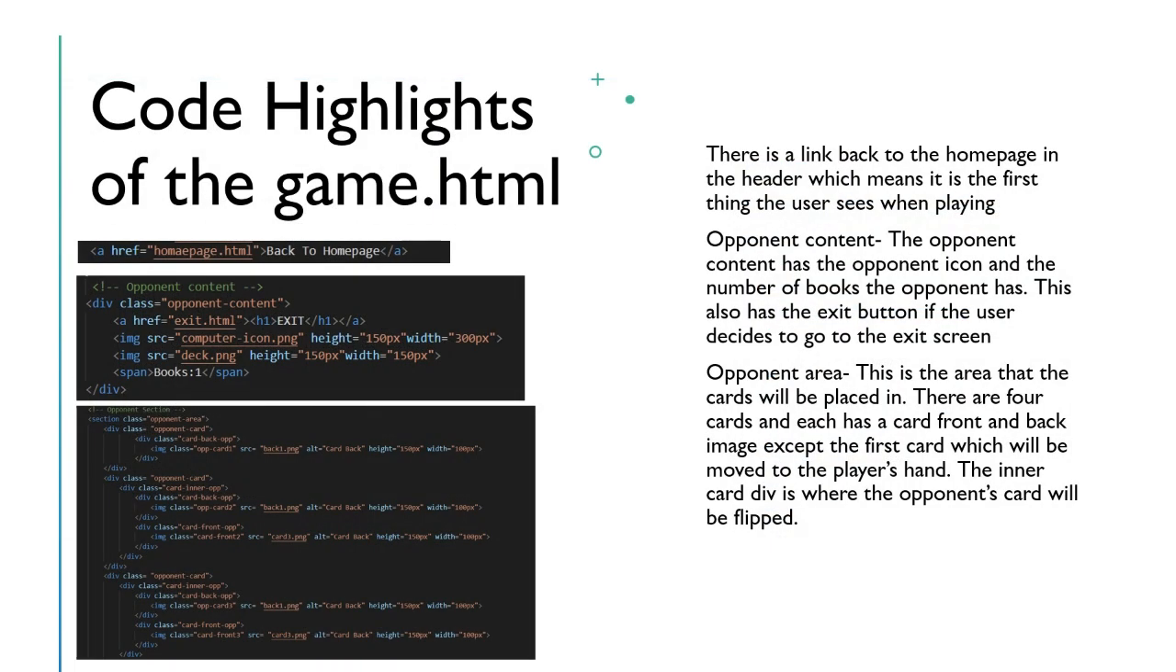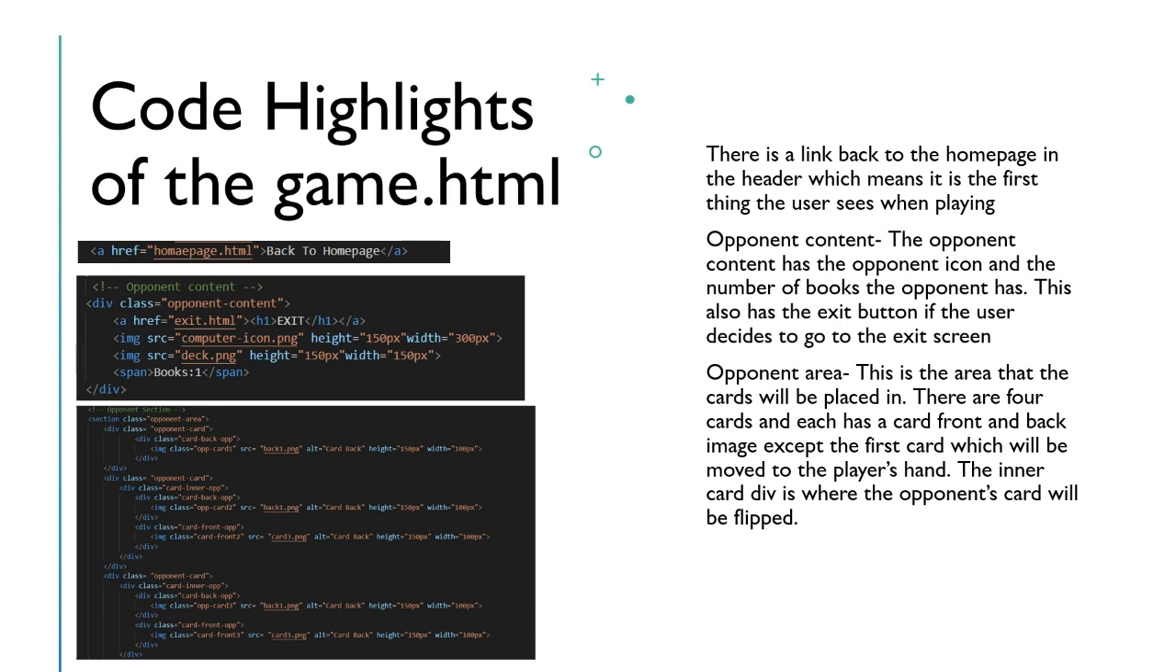Code highlights for the game HTML. There is a link back to the home page in the header, which means it is the first thing the user sees when playing. The opponent content has the opponent's icon and the number of books that the opponent has. This also has an exit button if the user decides to go to the exit screen.